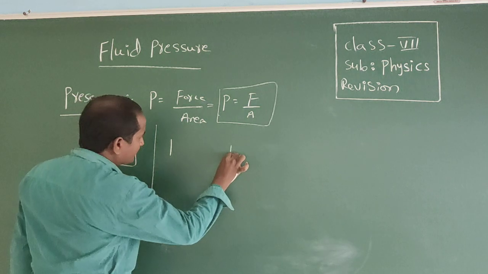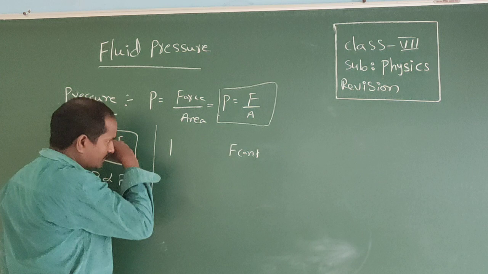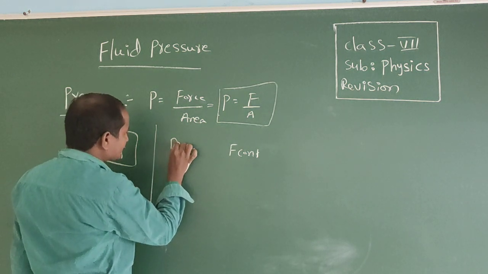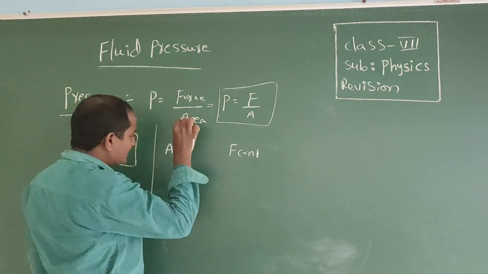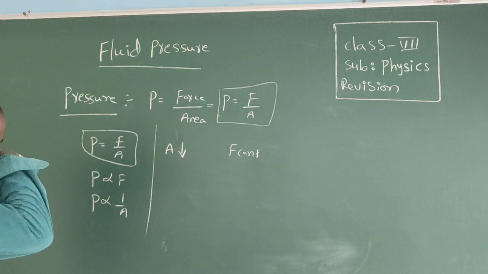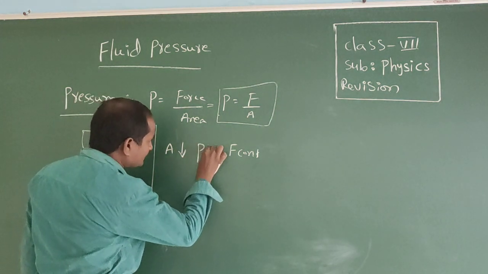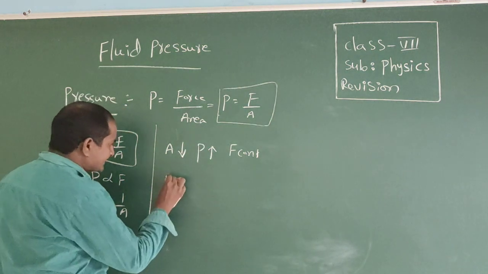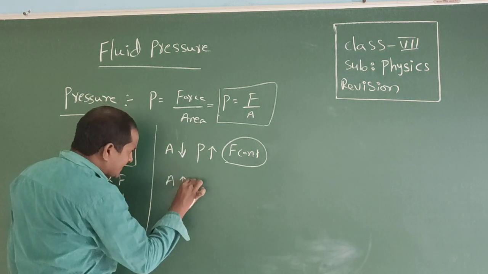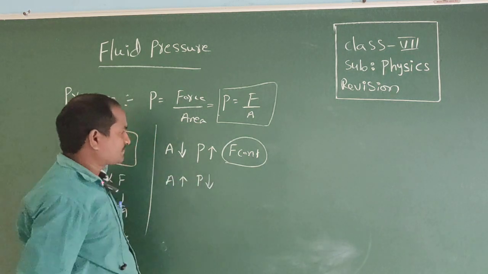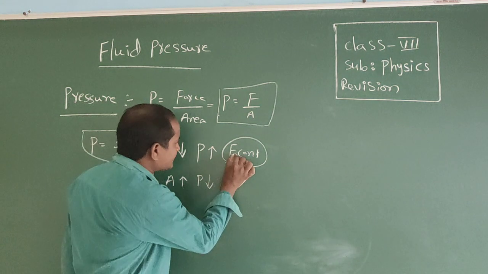For example, here force is constant. If force is constant and area is decreased, then pressure is increased. At the same time, if force is constant and area is increased, then pressure is decreased. It is the relation between area and pressure if force is constant.